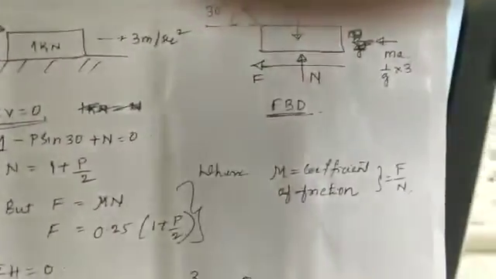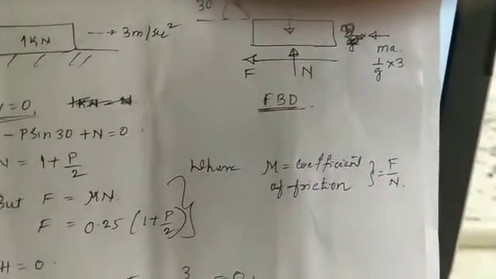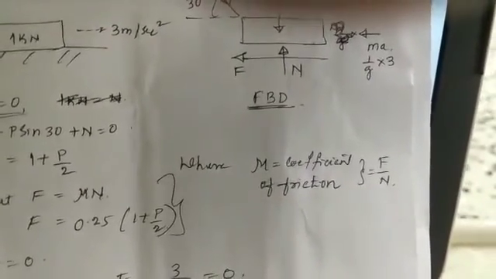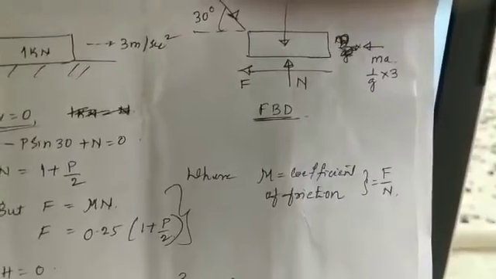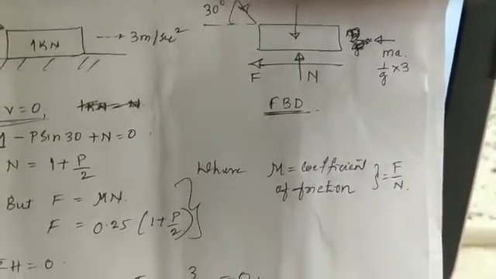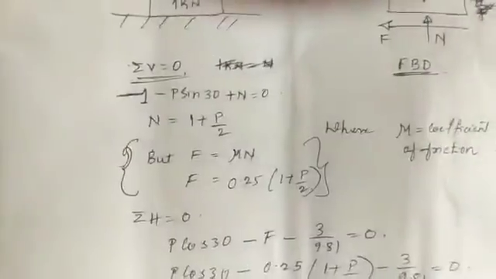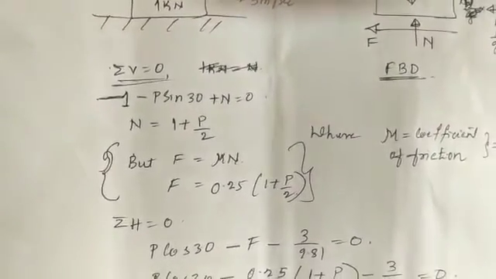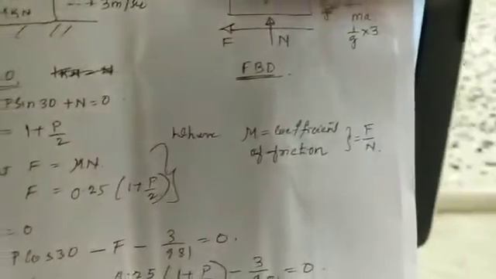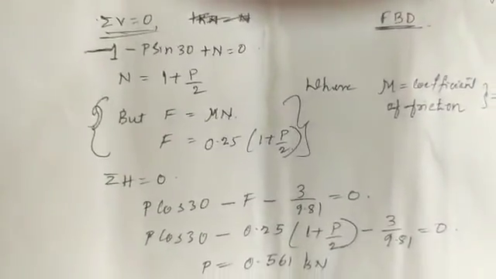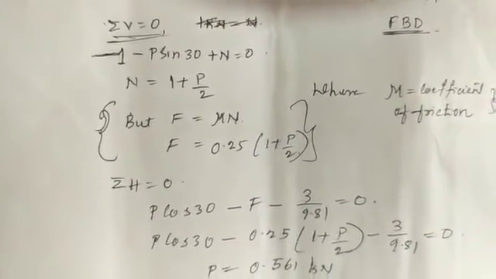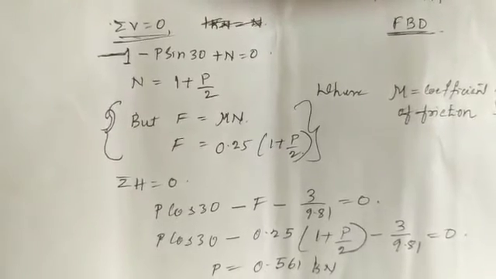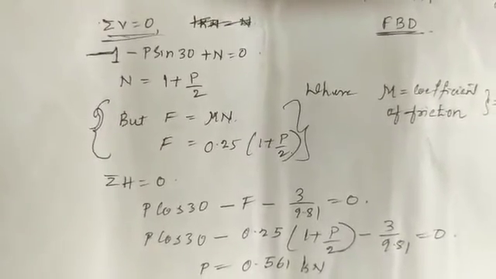You know that mu is the coefficient of friction, where mu is equal to F upon N, where F is the friction force and N is the normal reaction. But we want to determine F. F is equal to mu into N. Therefore F is equal to 0.25 into (1 plus P by 2), where 0.25 is the coefficient of friction.